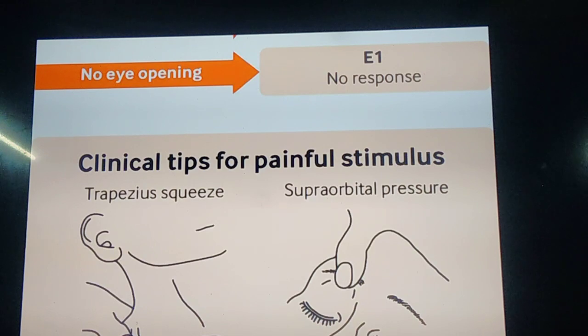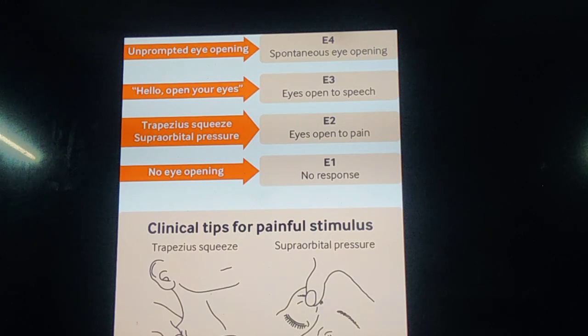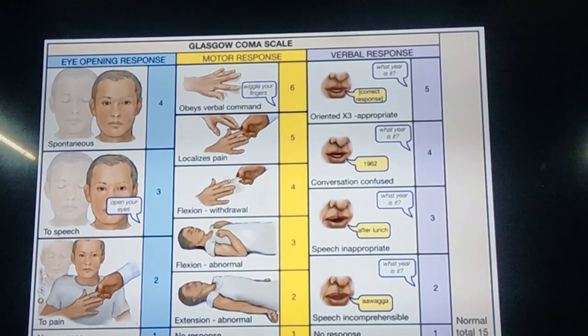So the total score for eye response is 4, E4. If the patient's eyes are spontaneously open, then 4. If they open the eyes to speech, then 3. If they open the eyes to painful stimulus, 2. If there is no response at all, then 1. Okay, this is how you are going to test the first component of the GCS, that is the eye response. Fine. Now you have finished with the eye response. Then next, assessing the verbal response.